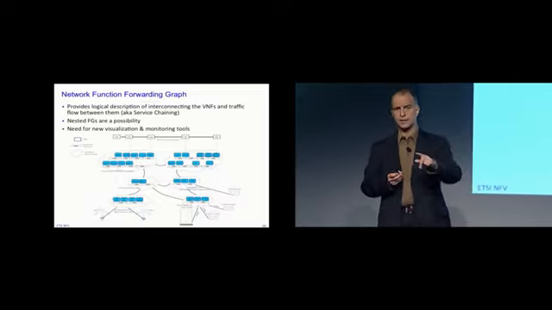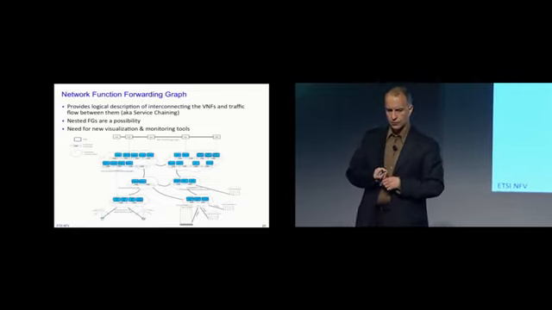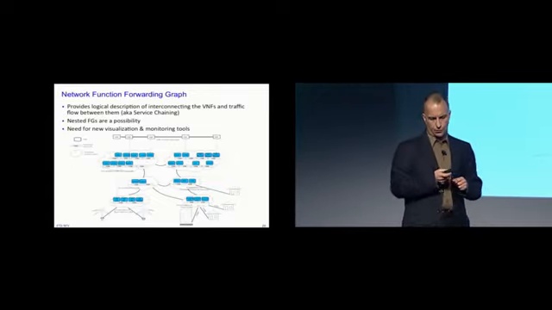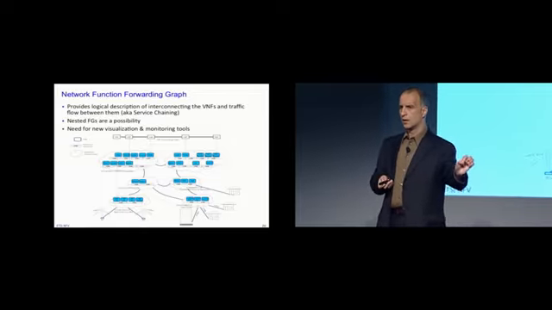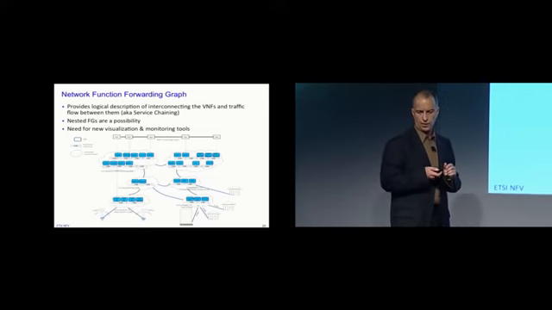You can have nested forwarding graphs in your infrastructure if you want, so that's a possibility. And perhaps that also raises the need for new virtualization monitoring tools in your network. So hopefully if you can click on the nodes, that will be substituting essentially the ping command that we use today.